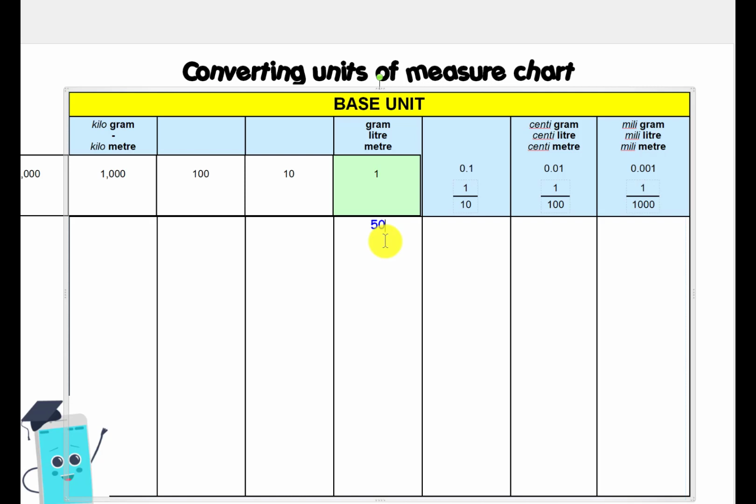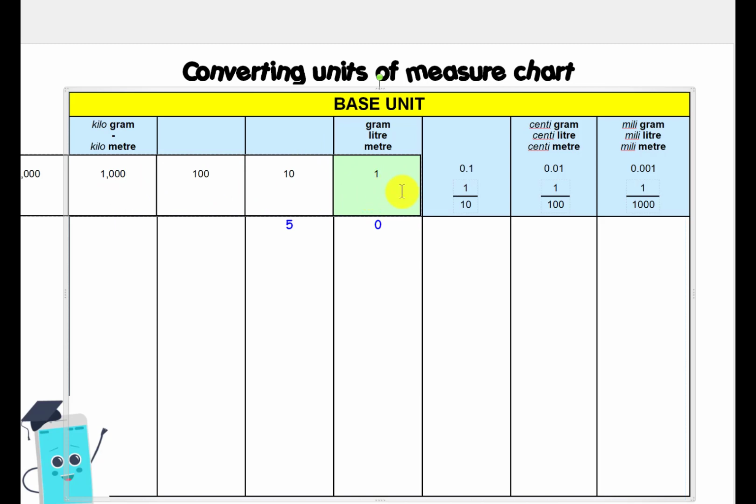Because that's our ones column. Just like a normal place value chart, 50 is 5 tens and no ones. So there's my 50 grams, okay? I put my unit over whatever measurement unit I'm using, and then this now becomes my place value chart. I've got 1, 10, 100, 1,000. Okay, so I've got 50 grams.